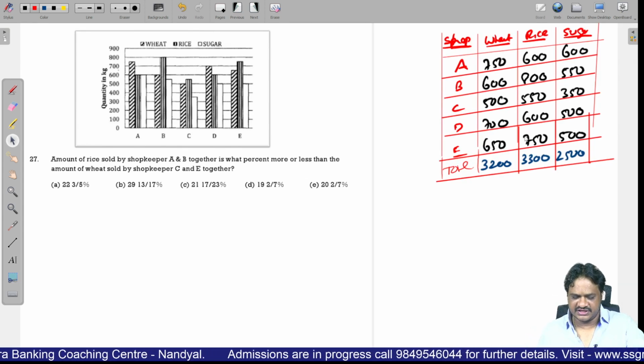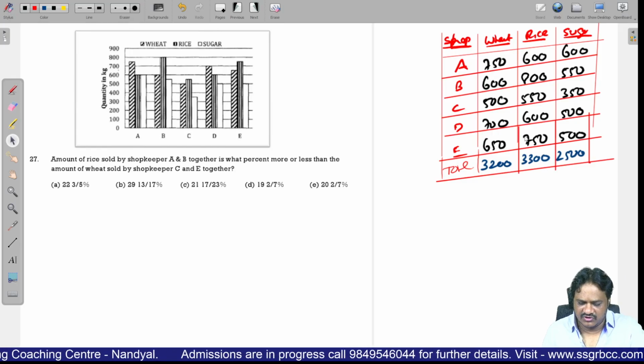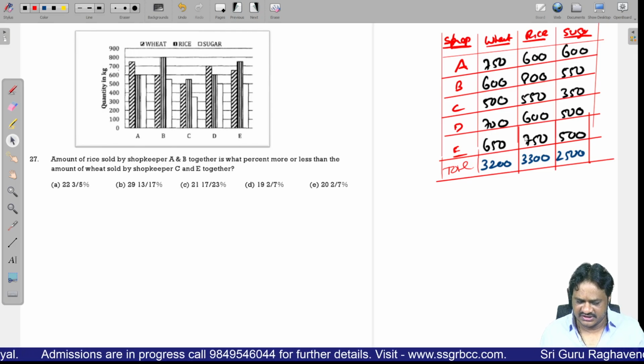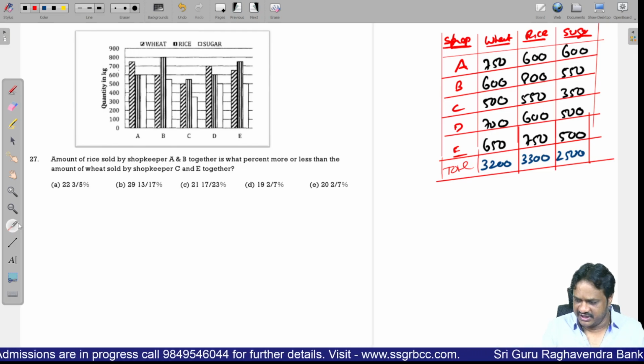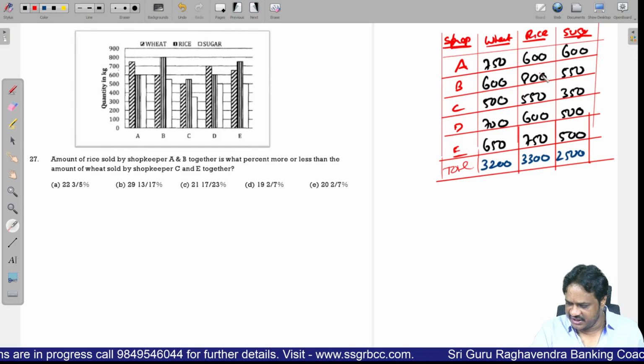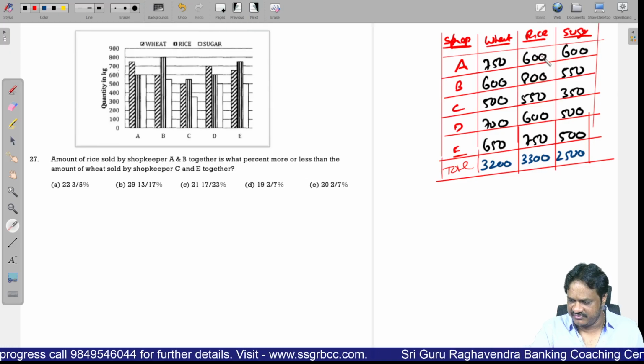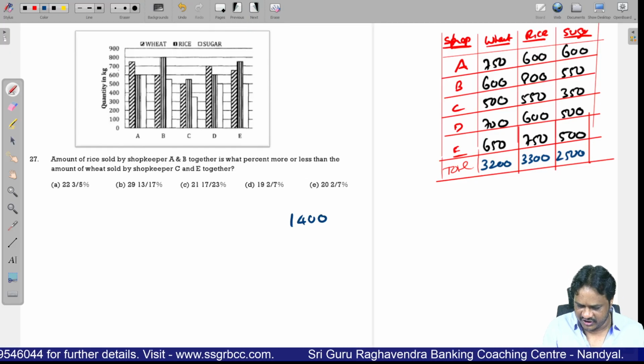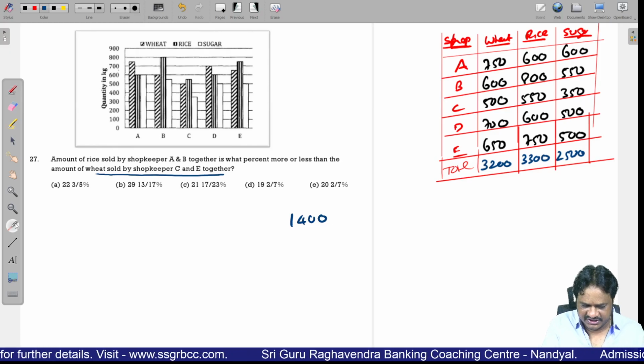Okay, let us see the next one. Find the amount of rice sold by A and B is what percent more or less than wheat sold by C and E. Rice by A and B. So what is A and B rice? 600 plus 800. That is 1400. Then wheat by C and E.